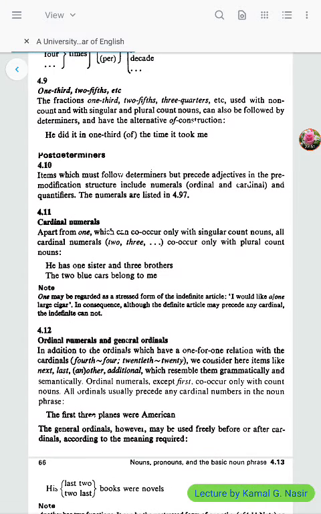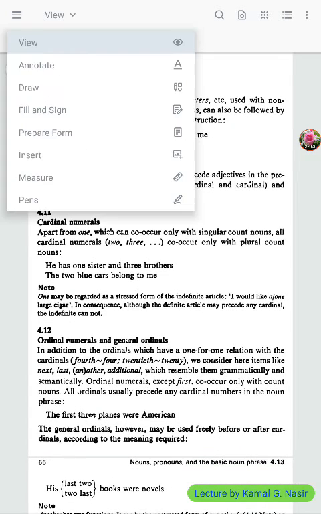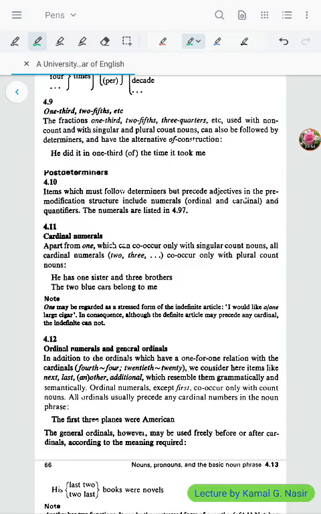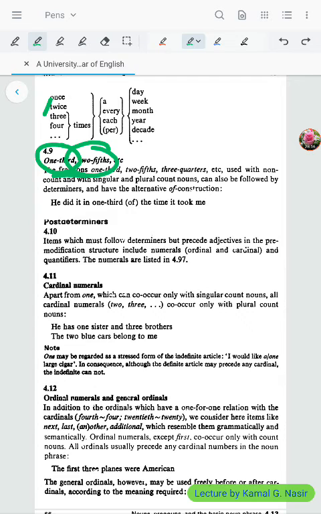Also we have fractions, which are الكسور. So we say one third and two fifths. He did it in one third of the time it took me. One third here is a predeterminer, and this we call of construction.